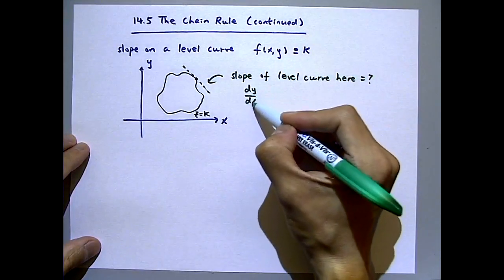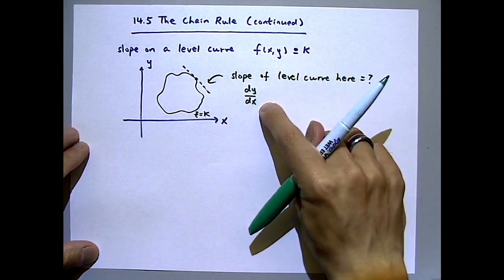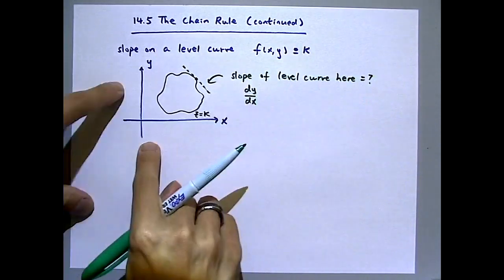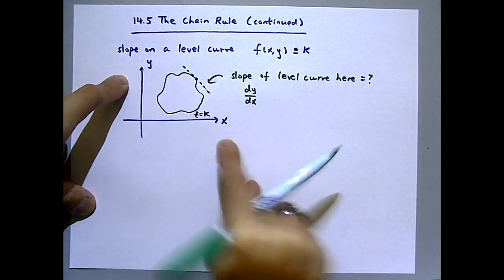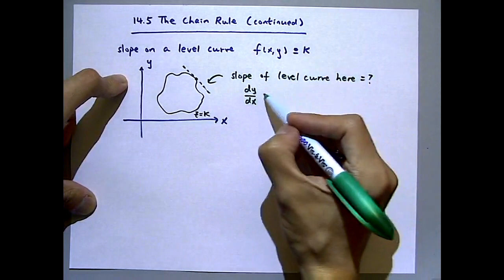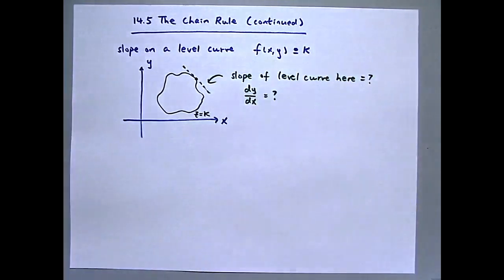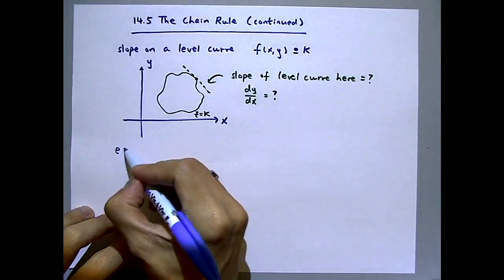In other words, we're looking for the rate of change of y with respect to x. Now this is y as a function of x now. So dy/dx is what we want to find. And let me show you how to do this by an example here.